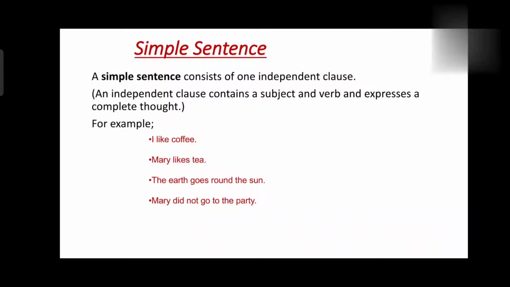Firstly, we discuss the simple sentence. What is a simple sentence? A simple sentence consists of one independent clause. What is an independent clause? An independent clause is basically a clause that can stand alone and give us a complete idea and detail about something, and it contains a subject and verb. For example, I like coffee, Mary likes tea, the earth goes around the sun, Mary didn't go to the party.